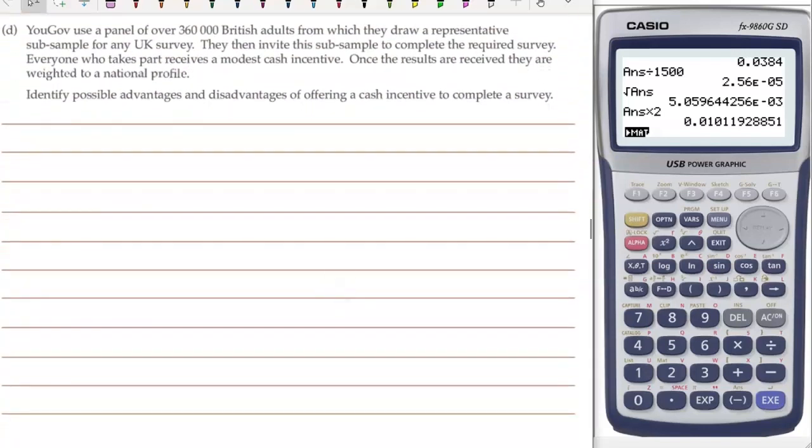Okay, last part. We've got a panel of over 360,000 British adults that YouGov use. Then they draw a representative sample for any survey that they are running. They invite that subsample to complete the required survey. Everyone who takes part receives a modest cash incentive, and once the results are received, they are weighted to a national profile. So let's identify some possible advantages and disadvantages of offering a cash incentive to complete a survey.